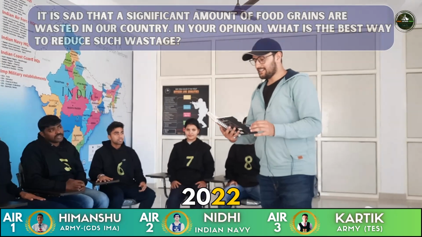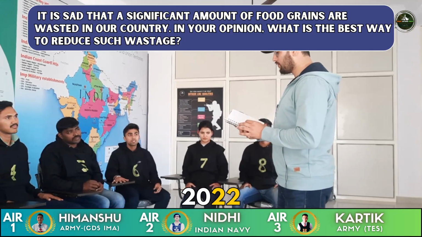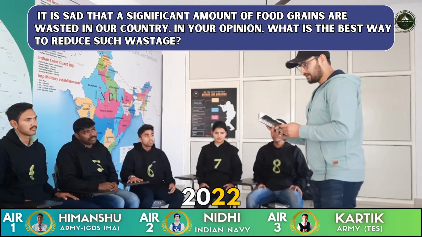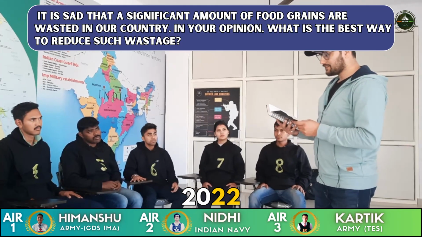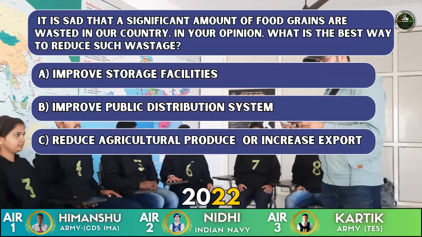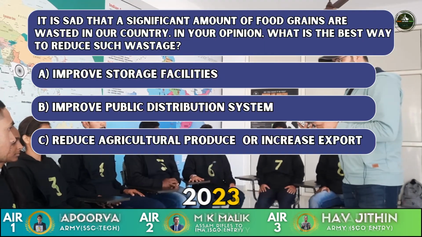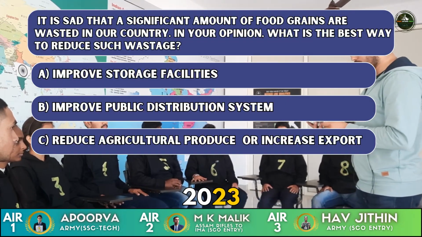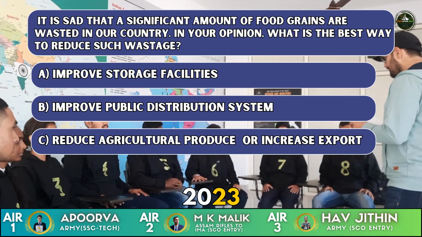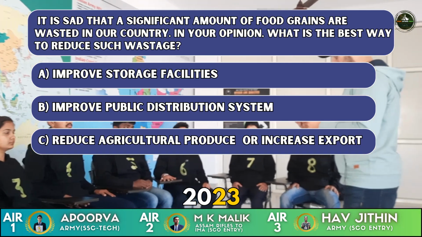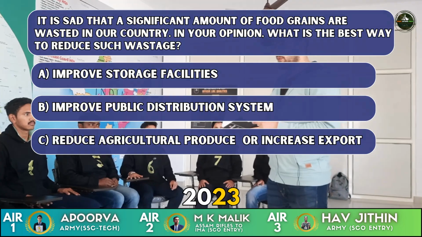It is said that a significant amount of food grains are wasted in our country. In your opinion, what is the best way to reduce such wastage? 3 leads are: number 1 is improve storage facilities, number 2 is improve public distribution systems, number 3 is either reduce agricultural produce or increase the export.